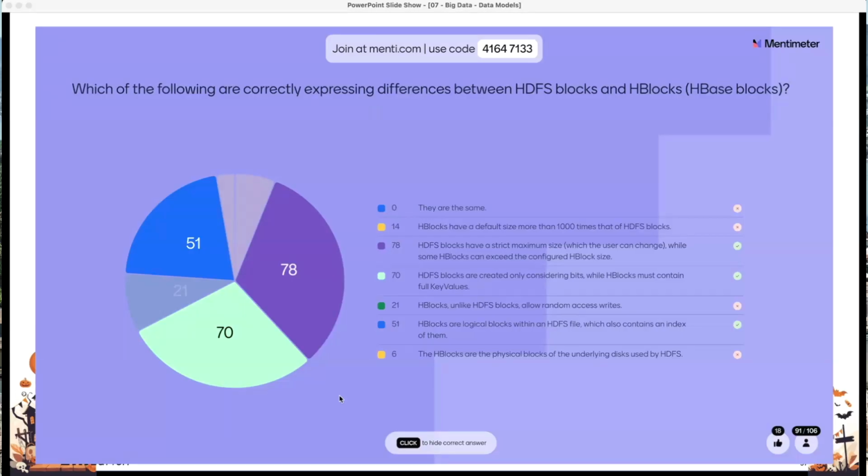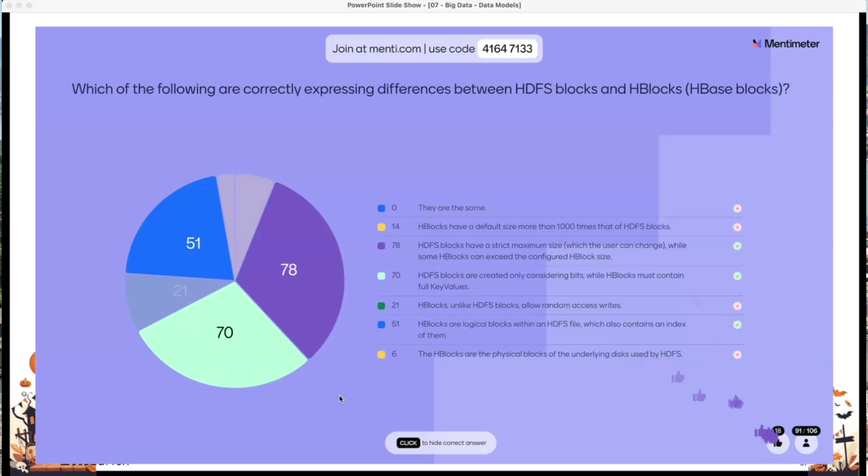But HBase blocks can exceed the configured HBase block size. Why? Do you remember why the HBase blocks can grow larger than the size? Exactly. If you have a key value that wouldn't be finished at 64 kilobytes, then you extend the HBase block until the end of that key value, right? So this is the correct answer.